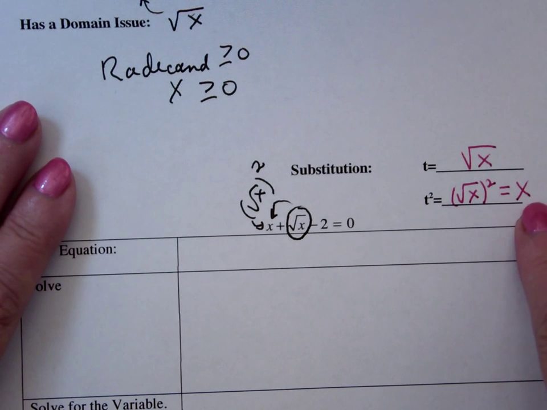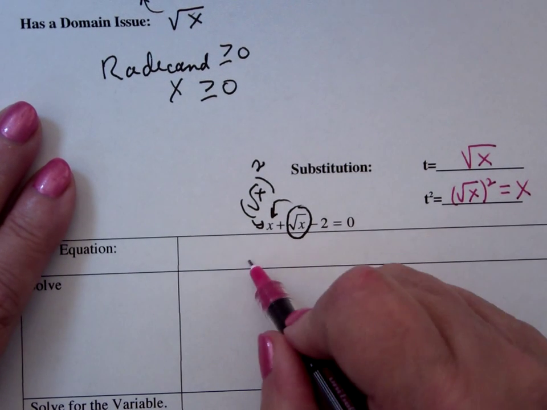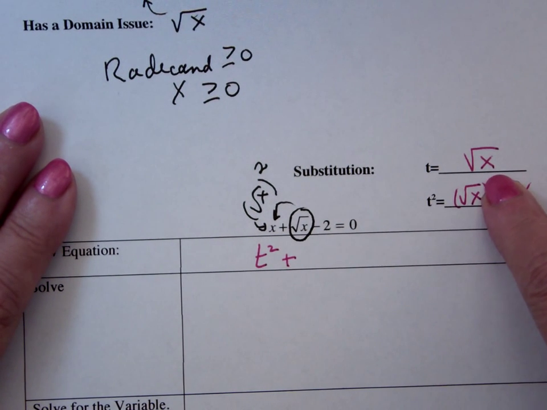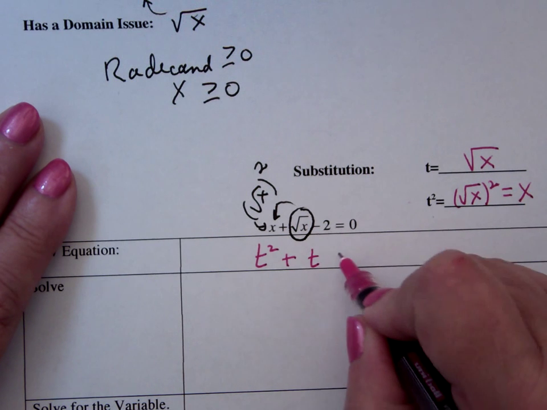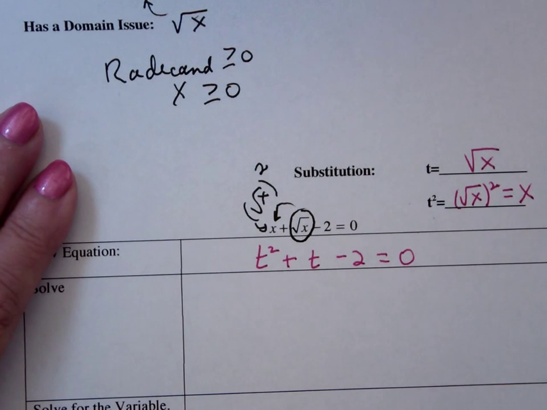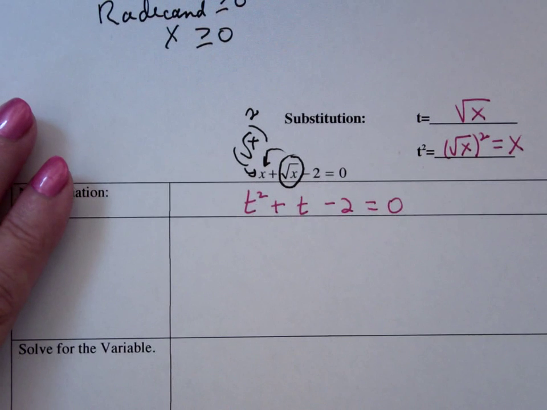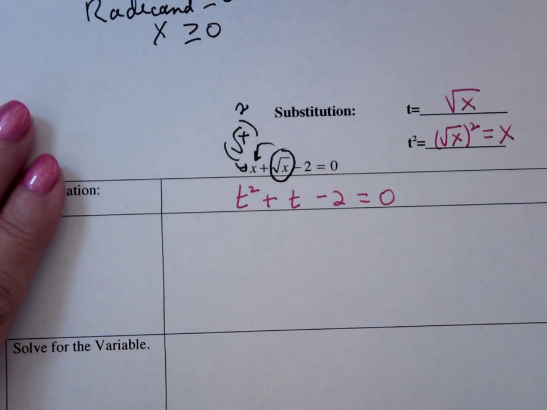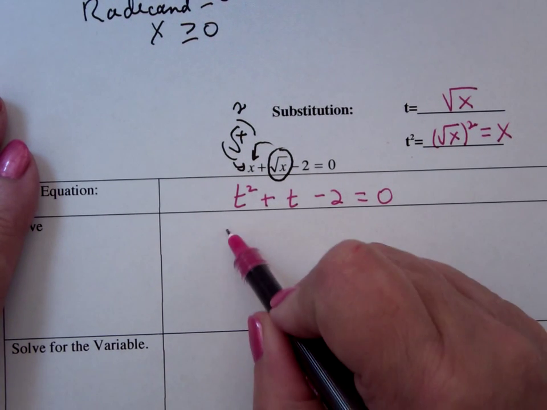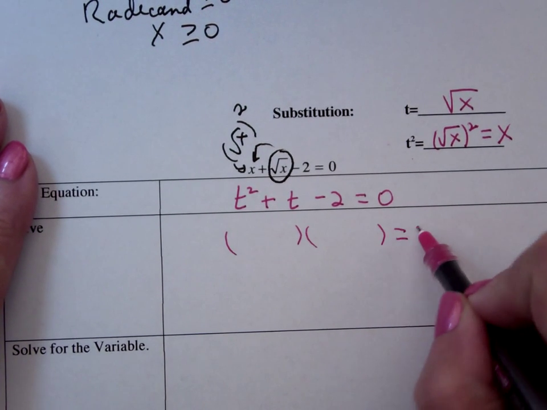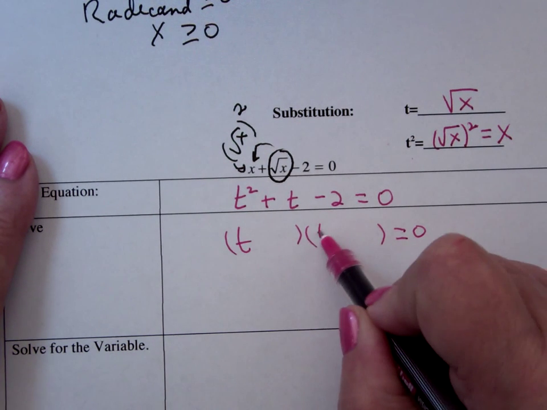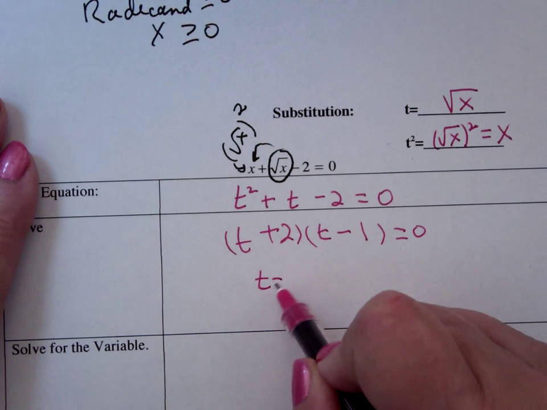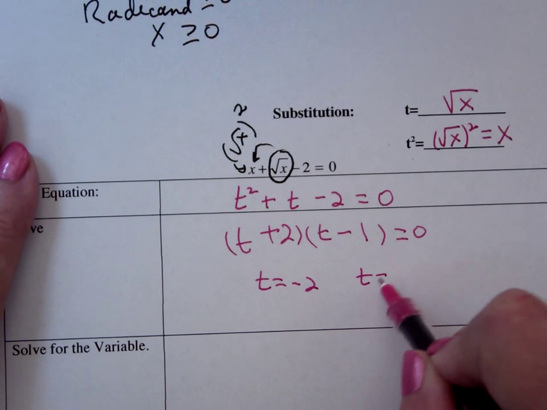So that says wherever I have an x, I put a t squared. Wherever I have a square root of x, I put a t. And there's my equation. And that equation, the domain of that solution set is all real numbers. And then we solve, and it does factor. Yippee for us. It makes life nice. So that t is negative 2, t is positive 1.